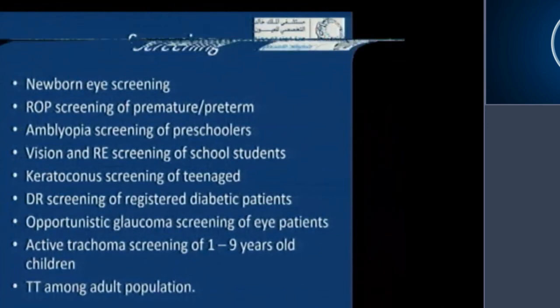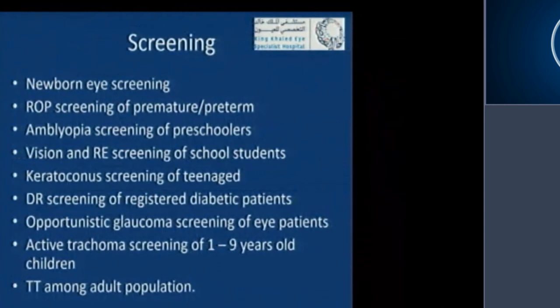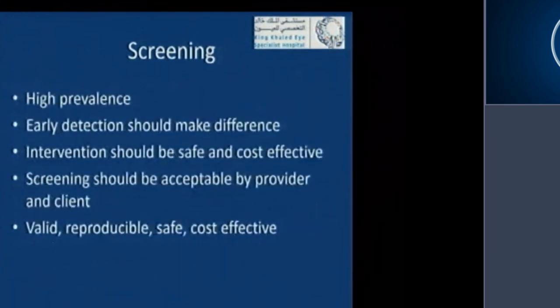maybe keratoconus screening targeted to teenage children in countries where the prevalence of keratoconus is very high, like Saudi Arabia. Then diabetic retinopathy screening of registered diabetics, opportunity screening of glaucoma patients, active trachoma screening of 1 to 9-year-old children. This is mandatory for getting the certification from WHO for a country, and trachomatous trichiasis in the adult population. So these are some of the ophthalmic screenings. Very few are happening in Saudi Arabia, and you should take the lead as part of your research or as part of the system in prevention of blindness.